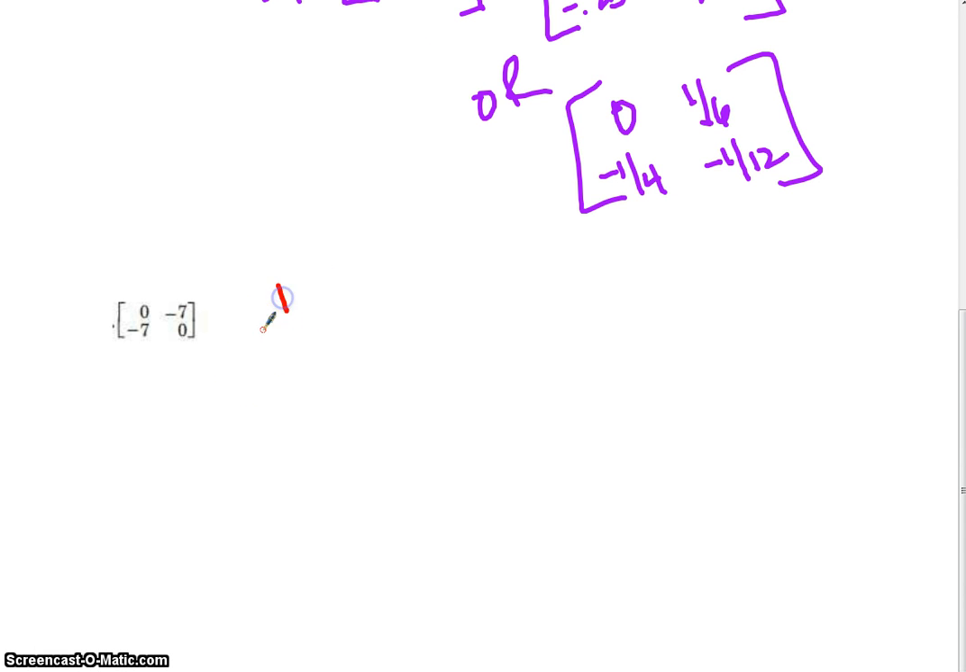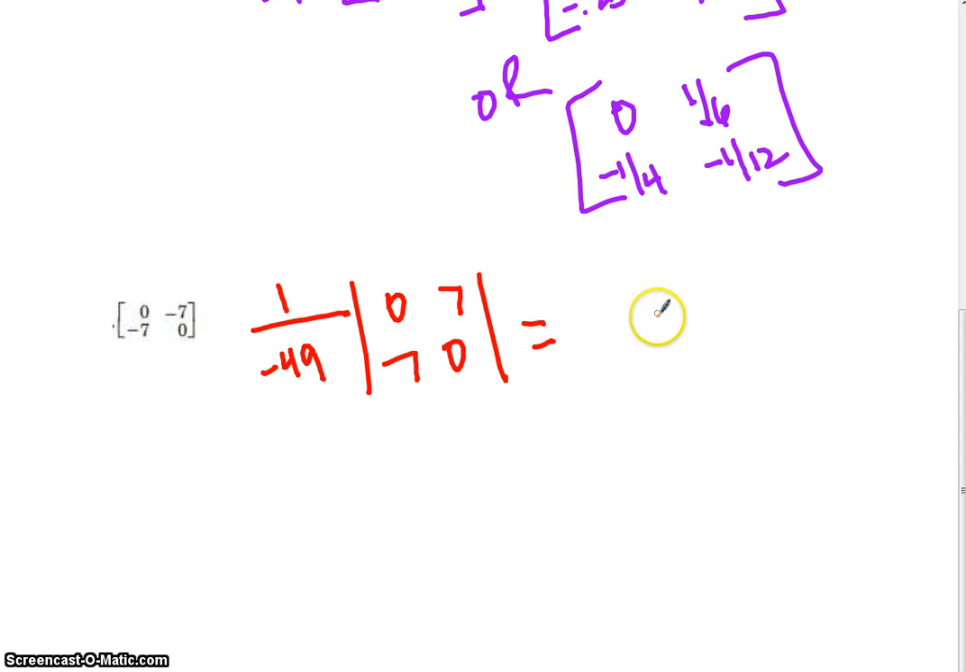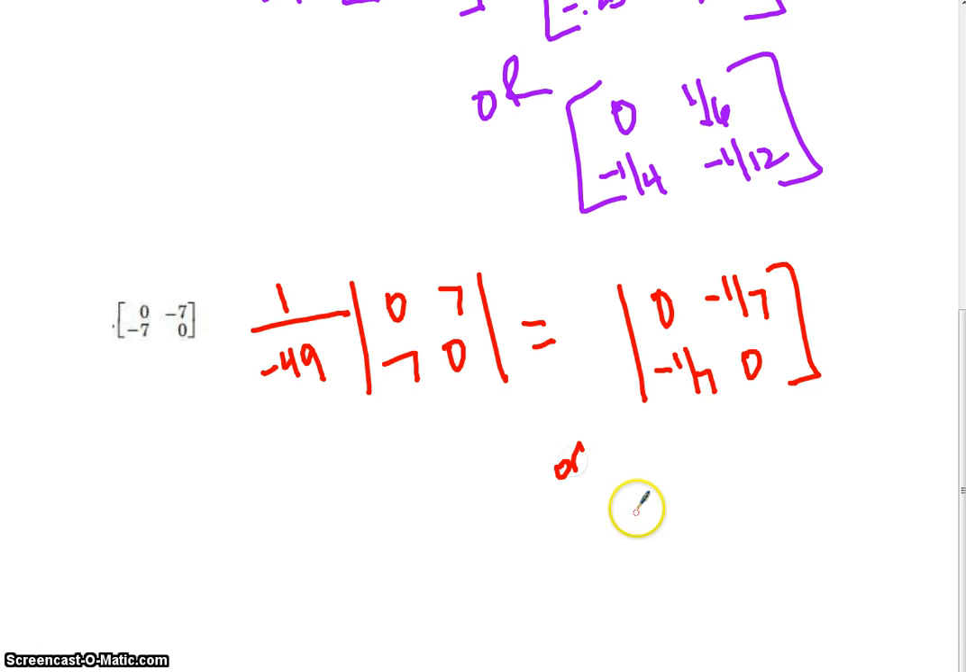All right, so I'll change colors, and we're going to do the same thing here. So you start with 1 over AD minus BC. And so you have 0 minus 49, so you have a negative 49 on the bottom there. And it's going to be times D, negative B, negative C, A. So it's going to be 0, 7, 7, 0. And you end up with 0, negative 1/7, negative 1/7, and 0. Or if you prefer to do it with decimals, it's 0, 0.14, 0.14, and 0.